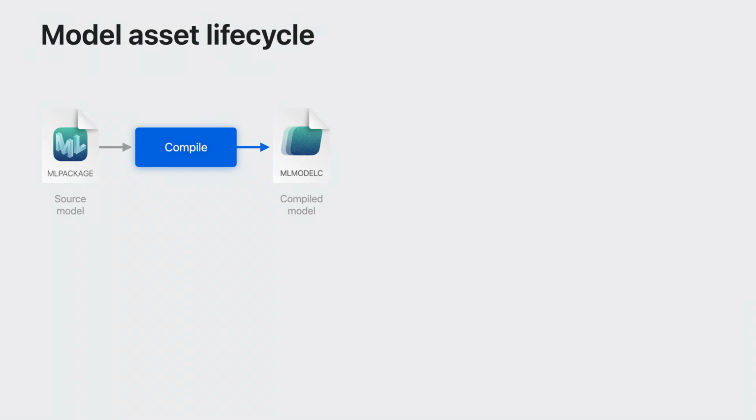The next topic for model integration is understanding the model lifecycle. I'll start by reviewing the different model asset types. There are 2 kinds: source models and compiled models. The source model has a file extension of ML model or ML package. It's an open format designed for construction and editing. The compiled model has a file extension of ML model C. It's designed for runtime access. In most cases, you add a source model to your app target, then Xcode compiles the model and puts it in the app's resources. At runtime, in order to use your model, you instantiate an ML model.